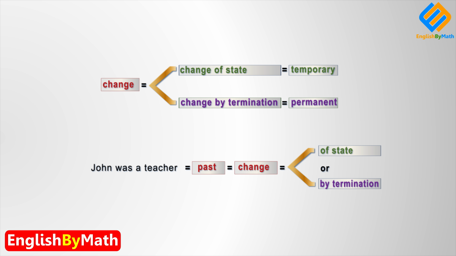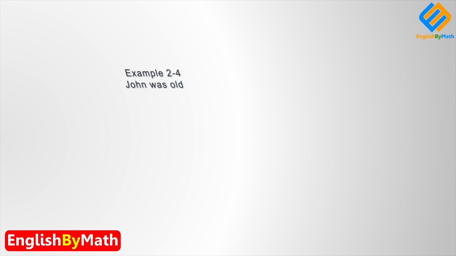The following sentence allows only for one type of change. John was old. This sentence allows only for permanent change, change by termination. This is because change of state is not realistic. John cannot change from old to young. The end result will be as follows. John was old, change by termination only.